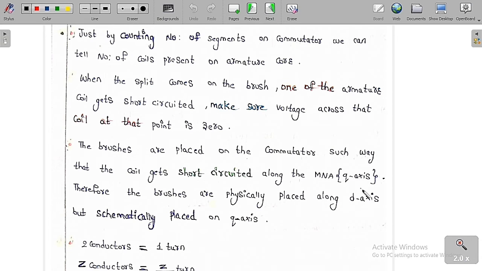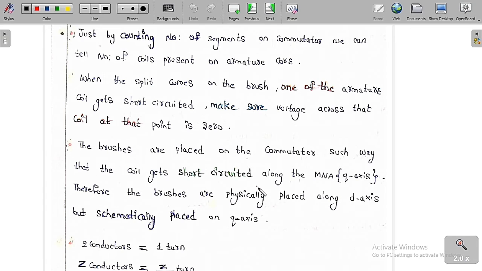In the Q axis, the flux linkage is maximum, but the rate of change of flux linkage is 0. The EMF induced is also equal to 0. So we can say that the coil is going to get short circuited across the MNA. Therefore the brushes are physically placed along the D axis but schematically placed on the Q axis. This concept I have already told you.